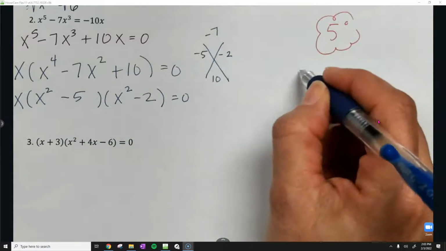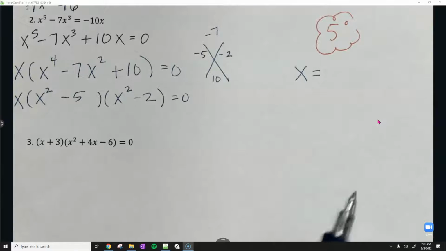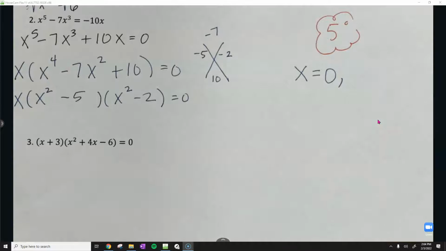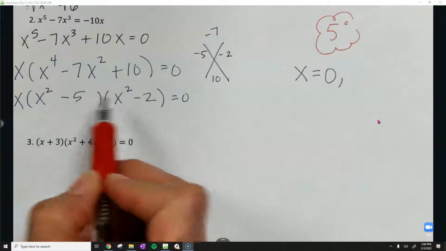Let's start writing some answers. First of all, we took out a single x. What does it mean when you take out a single x? Yes. All right, let's solve these roots. We're going to get some roots here.